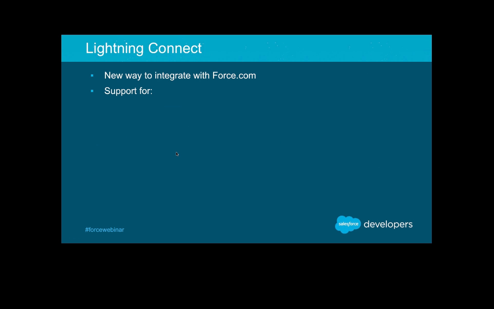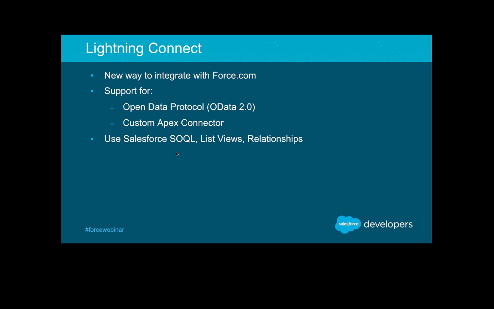So as I said, it's a new way to integrate. It supports Open Data Protocol, specifically OData 2.0. Currently, OData 4.0 is the standard, and that is in the roadmap. If you have some non-OData data source, you can also write a custom Apex connector. And again, the nice thing is you can use SOQL, list views, relationships, that sort of thing, and all of the data is stored in the external system, so you're not actually using up any of your Salesforce data storage capacity. So let's go take a look at how that works.